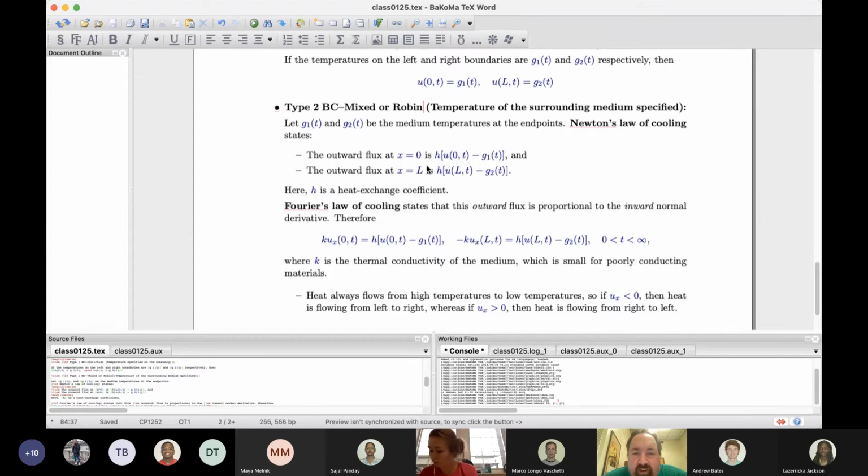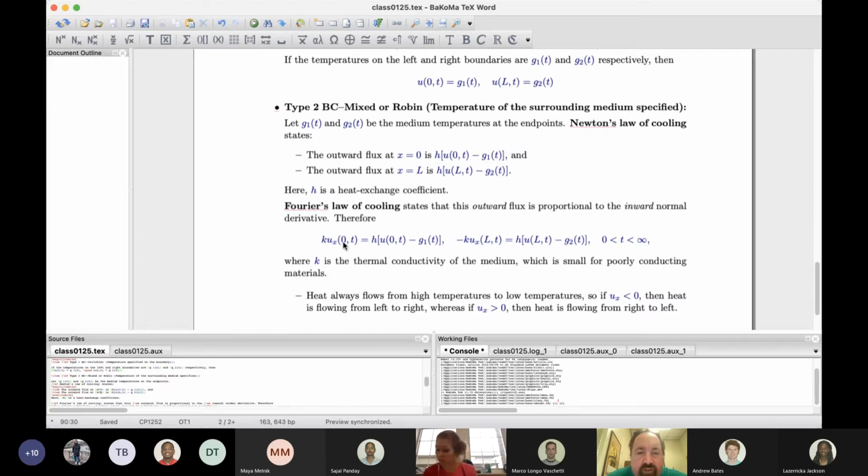outward flux at the endpoints, at the left endpoint and the right endpoint, based on whatever the temperature of a surrounding medium is at that endpoint. So it's some heat exchange coefficient times the difference in temperature. So then we combine Newton's law of cooling with Fourier's law of cooling that relates the outward flux at each endpoint to the inward normal derivative.